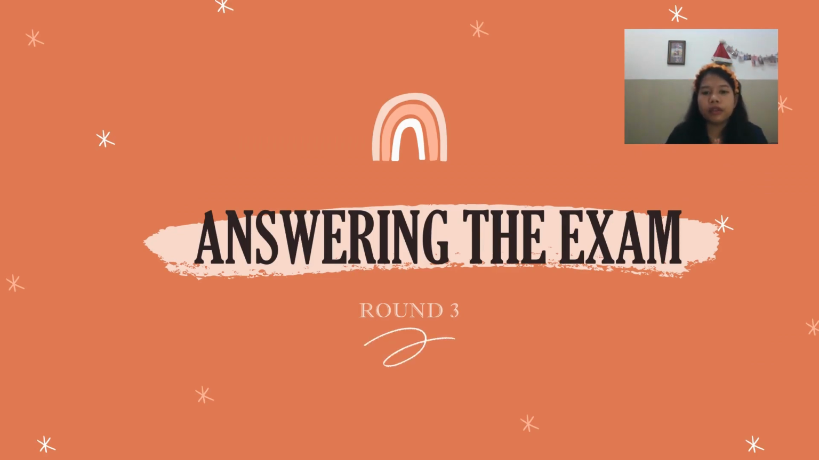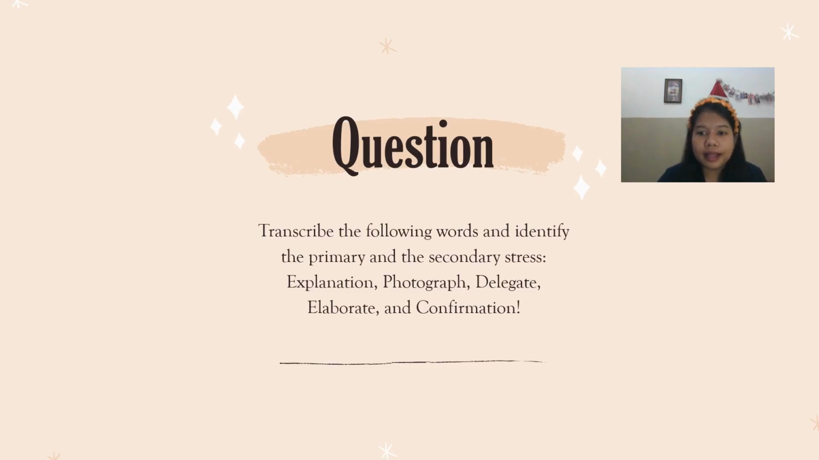Now we have the last section, the last round, which is answering the exam. So let's get started. As I mentioned before, we have a question that needs to be answered. The question is: transcribe the following words and identify the primary and the secondary stress. Explanation, photograph, delegate, elaborate, and confirmation. These are the words that we need to answer. So without any further ado, let's answer the question.